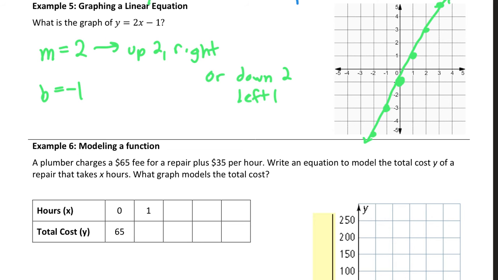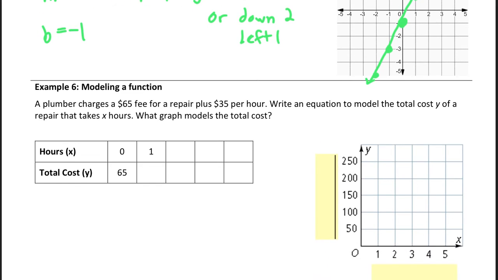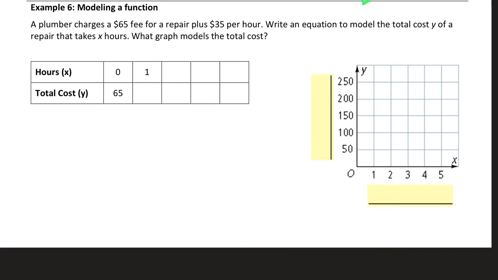Okay? Then the final example, I really want us to understand how to do examples like this, where we model using a function. So it says a plumber charges a $65 fee for repair plus $35 per hour. So I'm going to do a couple things here. First, I'm going to complete the table. 0 hours, he charges $65. 1 hour, 2 hours, 3 hours, 4 hours. He charges $35 per hour.